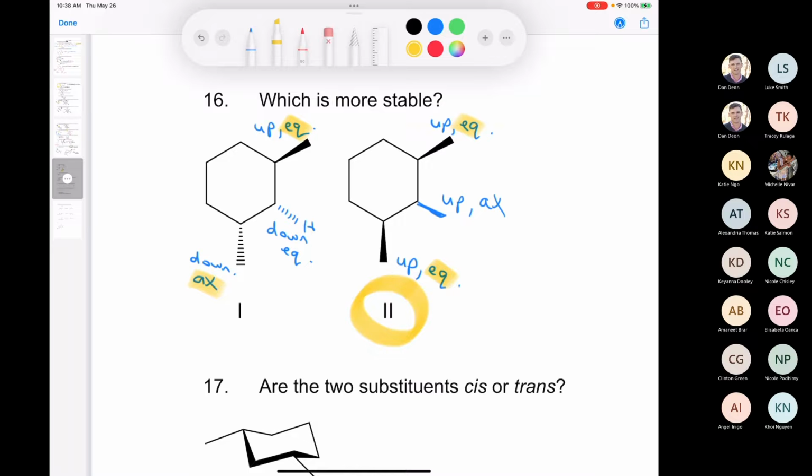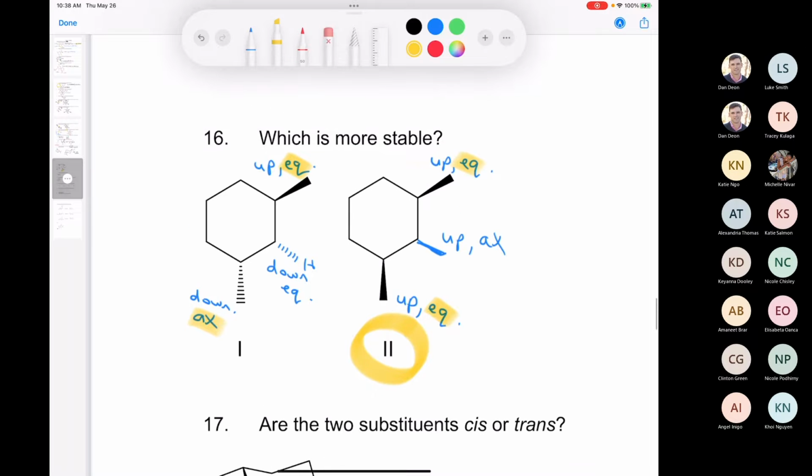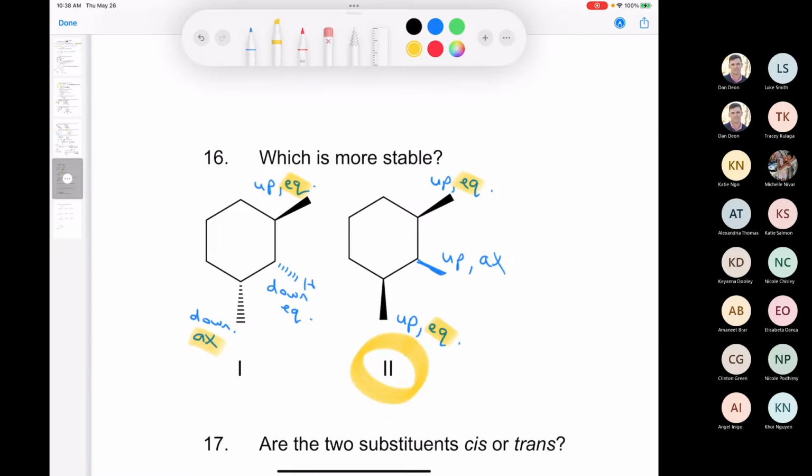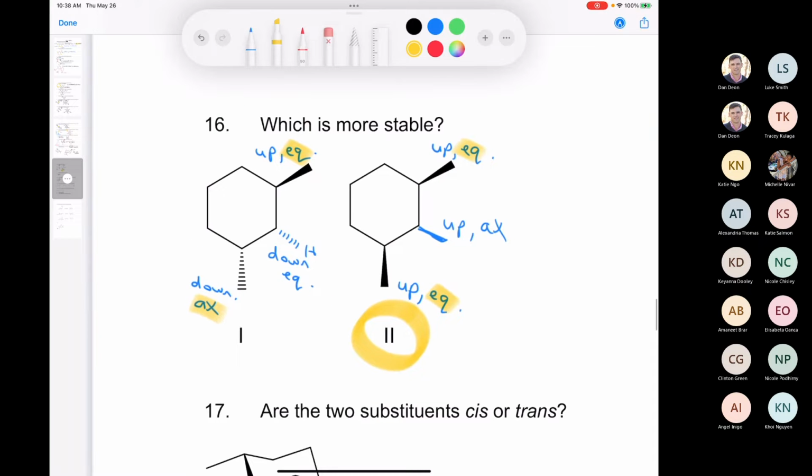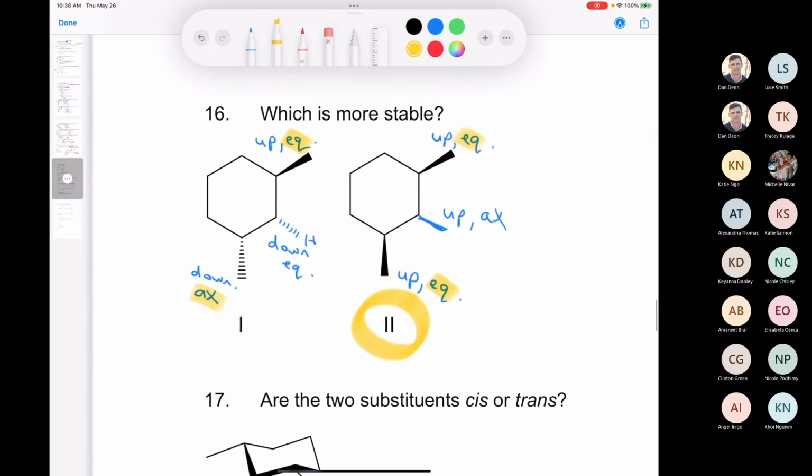Give me a thumbs up if you follow me on that one. Why are you guys not seeing this? Can you see my screen? Can you see what I'm looking at? Okay, because it's frozen on my screen.